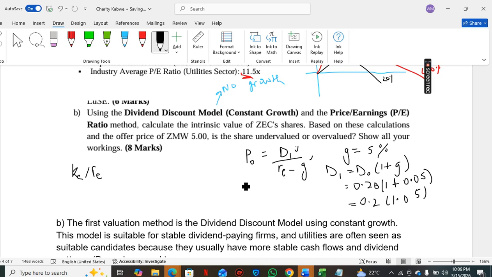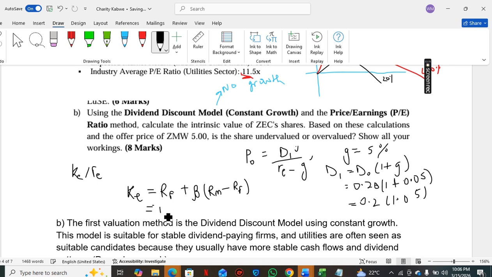This is where we're going to use the capital asset pricing model. This is the formula: KE equals the risk-free rate plus equity beta, open brackets, the return on the market minus the risk-free rate. We defined these terms earlier on. The risk-free rate is 12%.